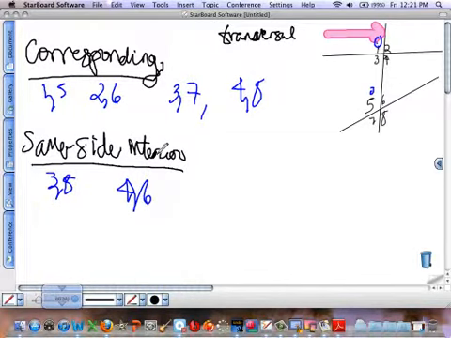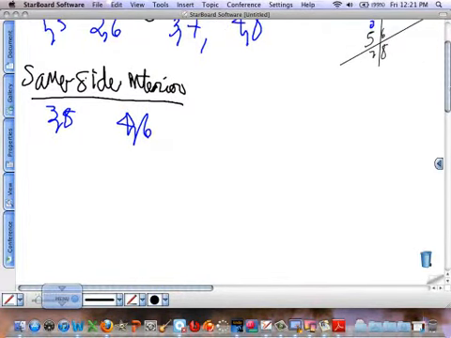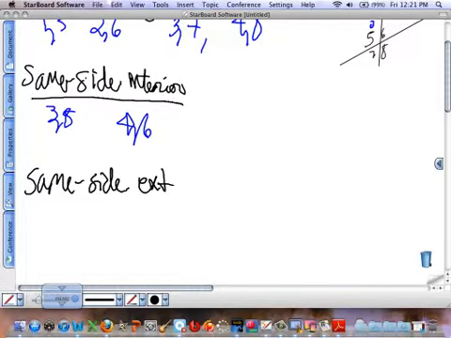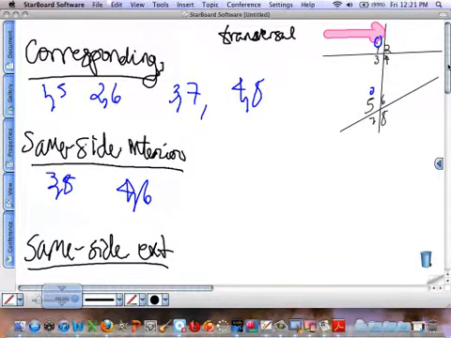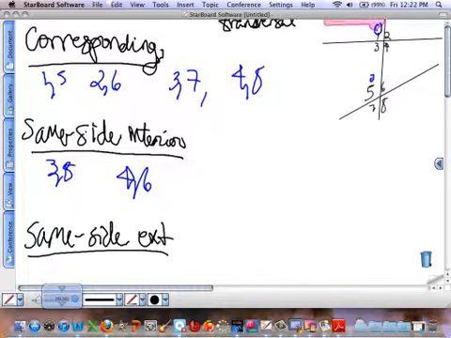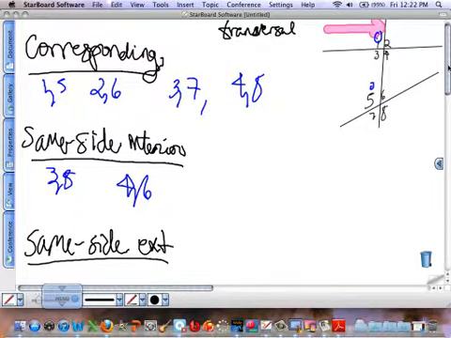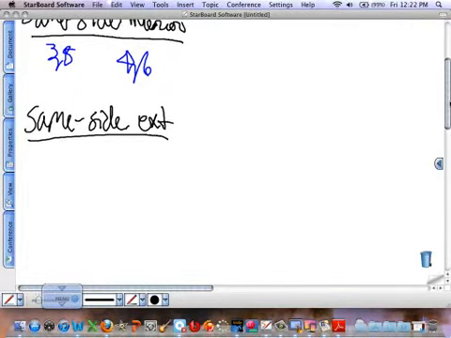Alright, the next one I want to talk about is not same side interior, but rather same side exterior. Same concept, except where are my angles at this time? On the outside. So Alyssa, give me one pair of those angles on the outside. 1 and 7, very good. And Taylor Smith, give me another one. 2 and 8. So 1 and 7, 2 and 8.